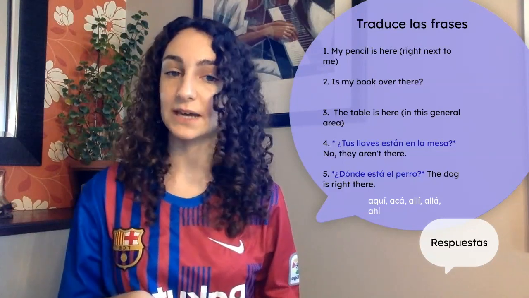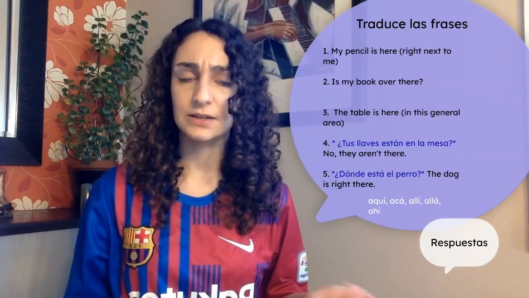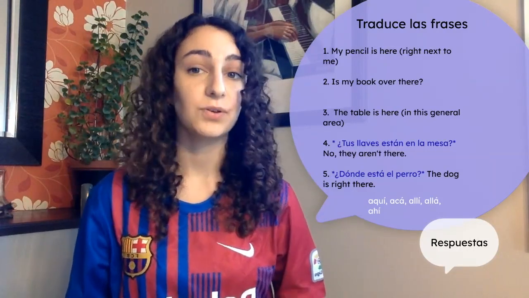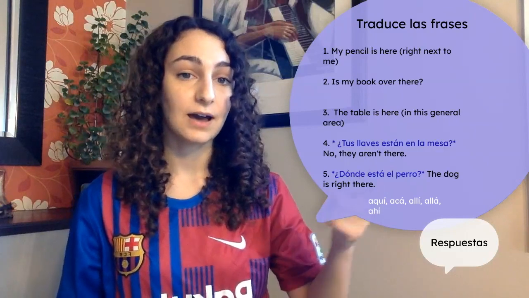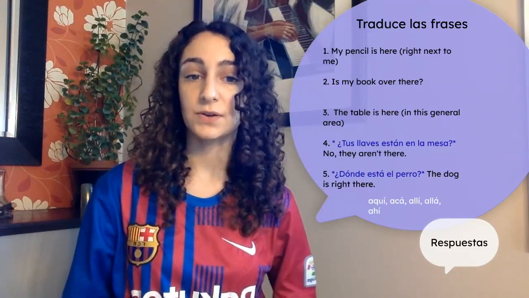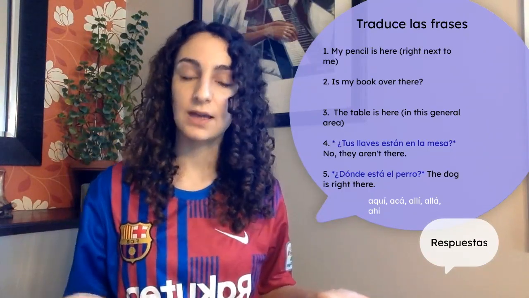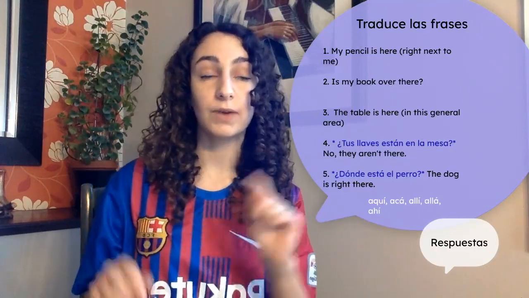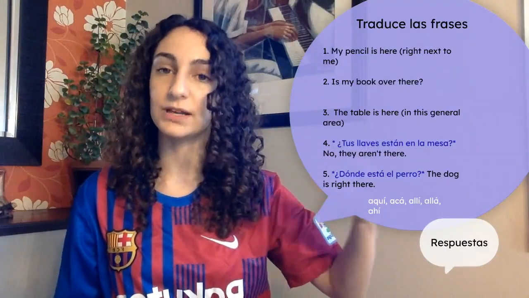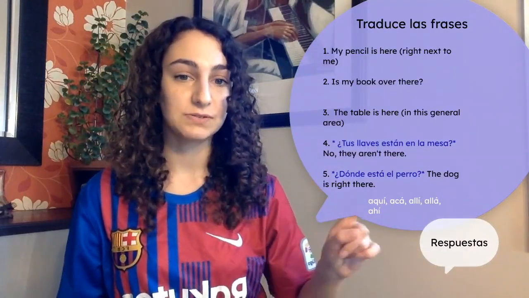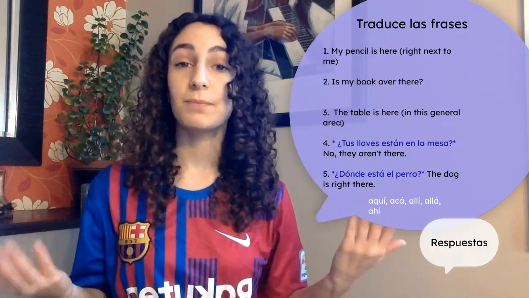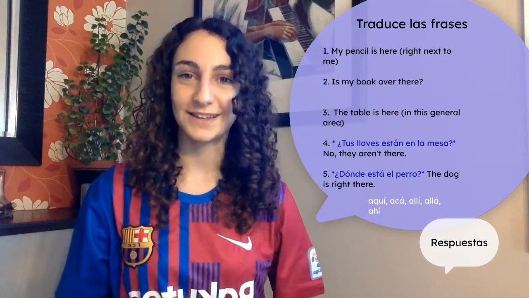Then we have if someone's asking you, ¿tus llaves están en la mesa? So are your keys on the table? Then you can say, no, they aren't there. So you need to find the one that replaces a predetermined place, which would be la mesa. Then we have, ¿dónde está el perro? So someone's asking, where's the dog? And you want to say, oh, he's right there. Like he's there, but he's pretty close where I can see him. Okay? So you don't want to use the one that's super far away. You want to use the one that's closer to the speaker. Sounds good? So pause the video, and then we'll go over the answers.